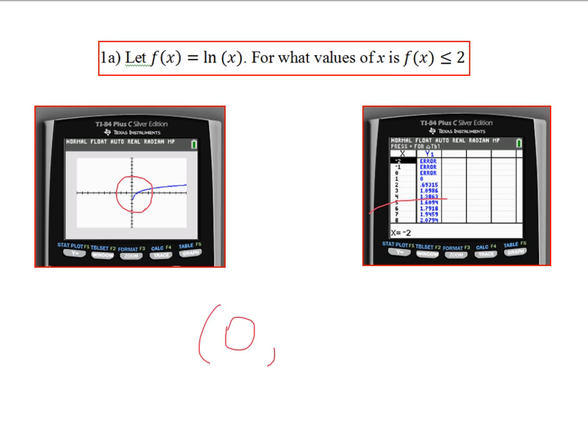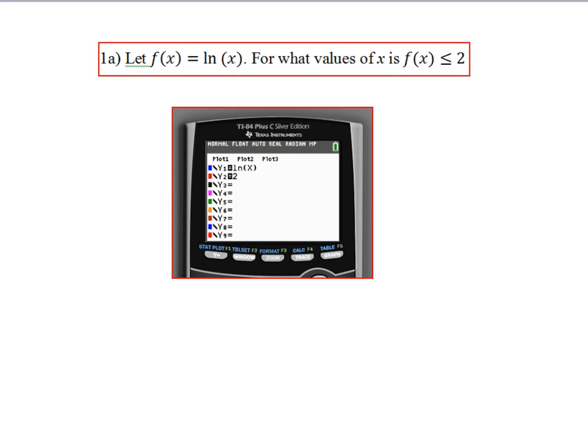But when I try to find out where it's going to end on my right-hand side, I see that it's somewhere between 7 and 8, my x value, but I don't have an exact value for x. So what I'm going to do is use another function on my calculator. I'm going to go back to my y equals, and in y1 I'm going to keep the function, the natural log of x, but in y2 I'm going to put in a 2.